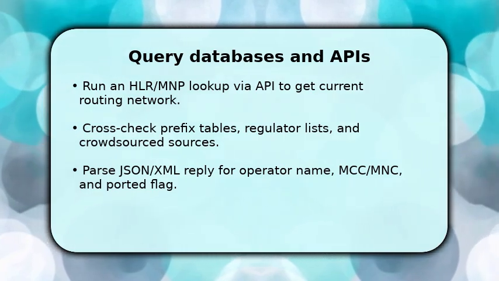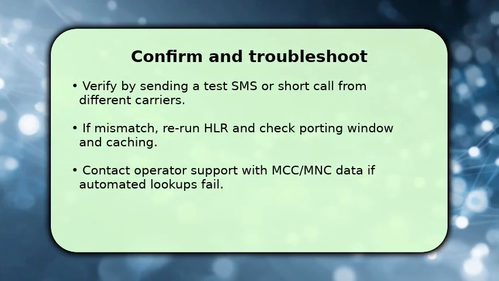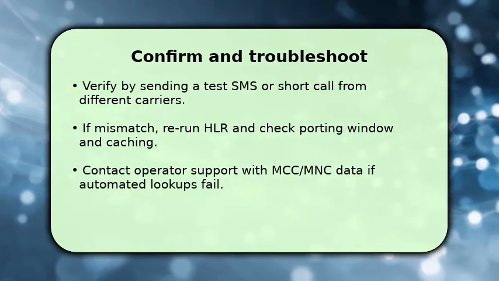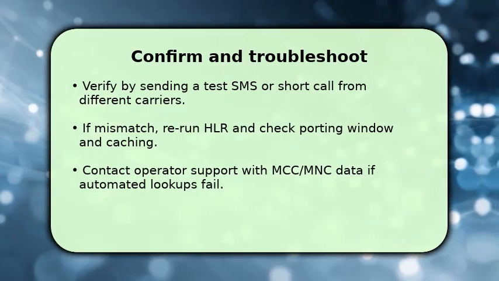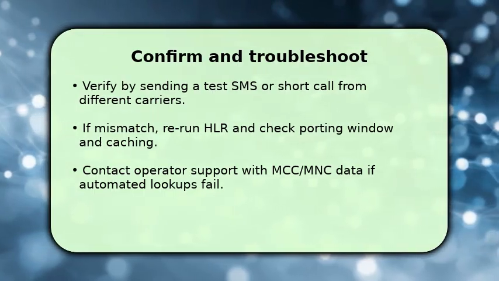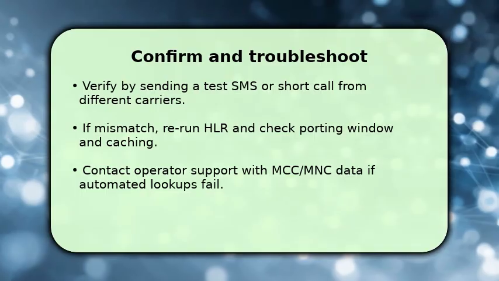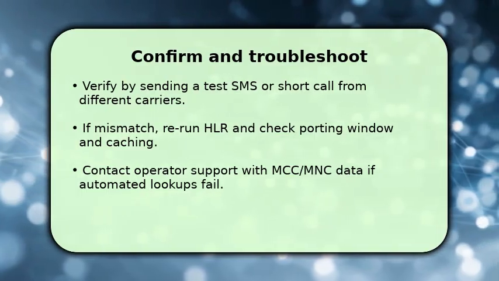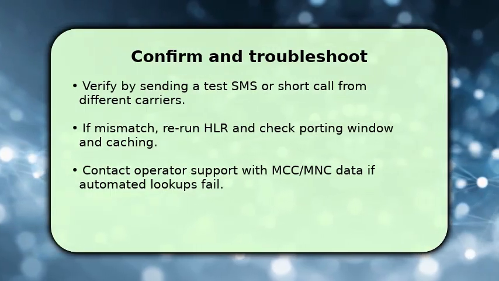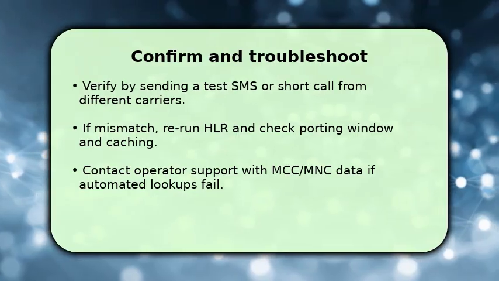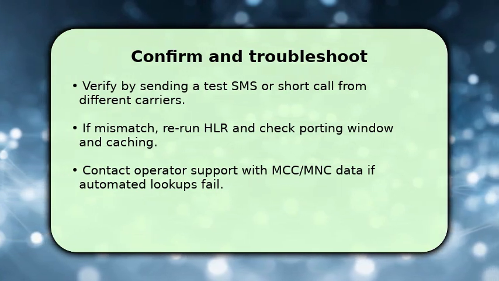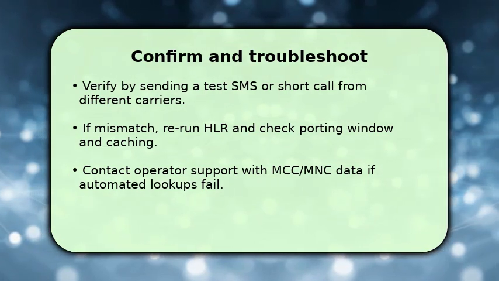Finish by validating results. Send a quick SMS or make a 1-second call from 2 different networks to observe delivery and routing characteristics. If the operator data mismatches, rerun the HLR/MNP lookup. Caching delays or recent porting often cause false results. Make sure to clear local caches and wait an hour if needed. If automated checks still fail, contact operator support with the MCC/MNC and timestamped logs so they can trace routing and resolve discrepancies.